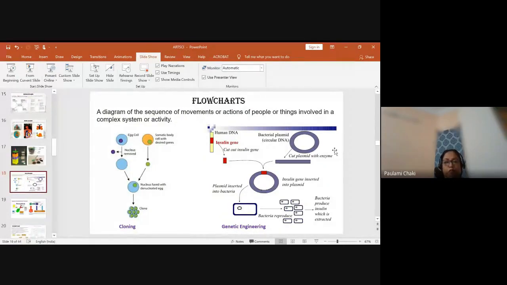Then comes flowchart. Flowchart generally I prefer to do it in higher grades from 9 to 12. So flowcharts are a diagram of sequence of movements or actions of people or things involved in a complex activity or in a complex system. So now here you can see I have taken in grade 8, we teach them under reproduction, cloning, Dolly, right? So there you can introduce it. This flowchart will help them to understand the cloning process better rather than using the textual matter. If they are doing this, they will be learning it better.